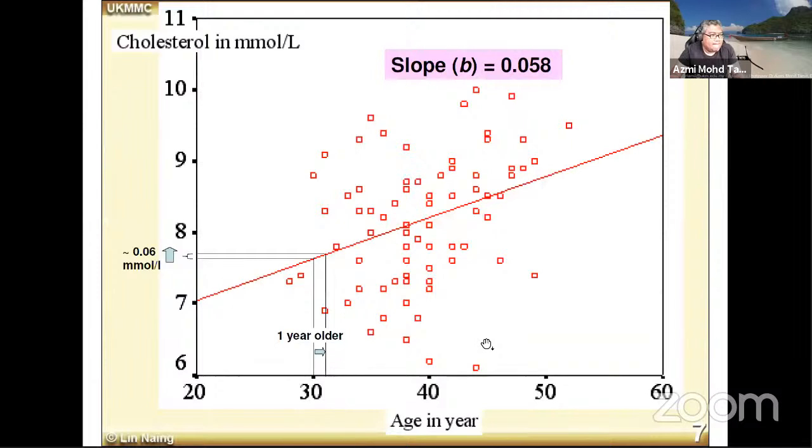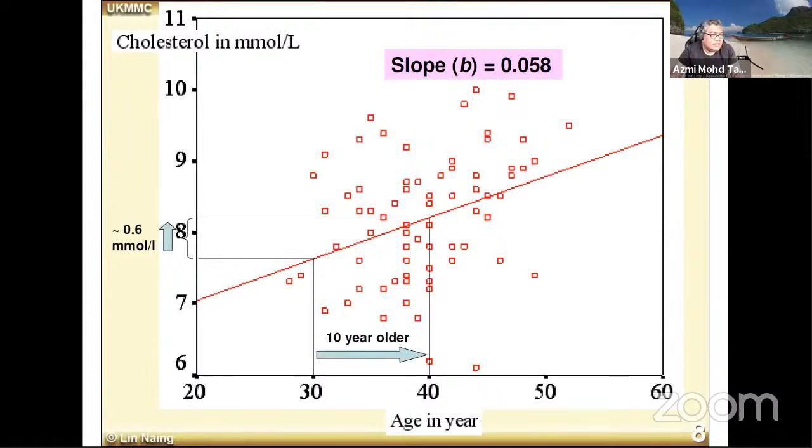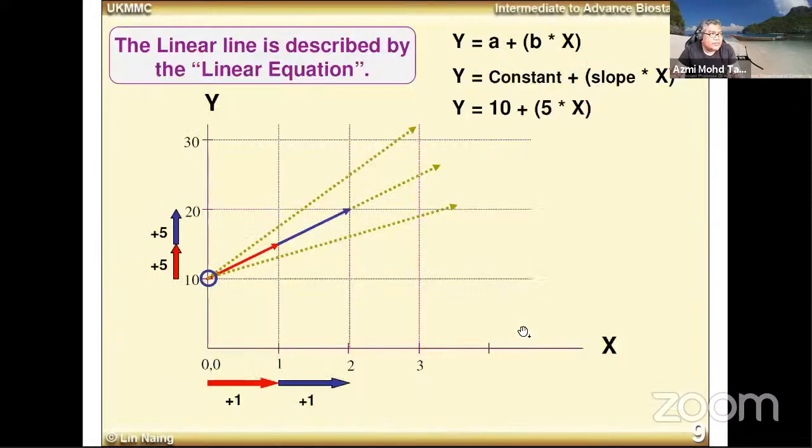Okay, this is the plot that I showed you earlier. Okay, so as you increase in age by 10 years, the cholesterol level increased by 0.6 millimole per liter. Okay, so how do they come up with the line?